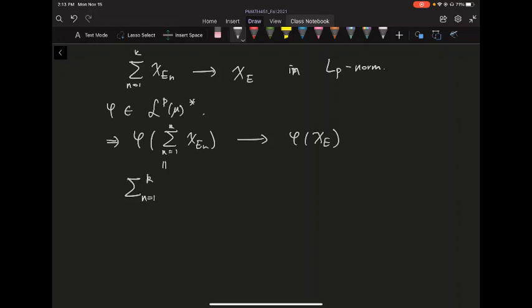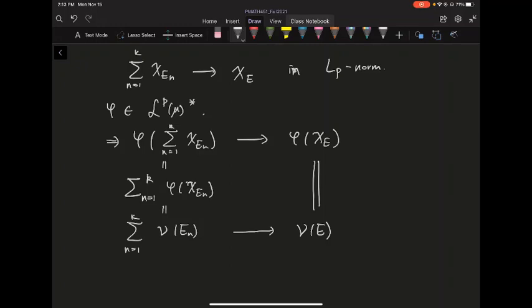So this is the sum over n going from 1 to k of phi of chi E_n. Okay, and by definition, each one of them is just equal to nu of E_n, n going from 1 to k. And this partial sum is converging to the right-hand side, which by definition is just nu of E. So nu of E is equal to this infinite sum.